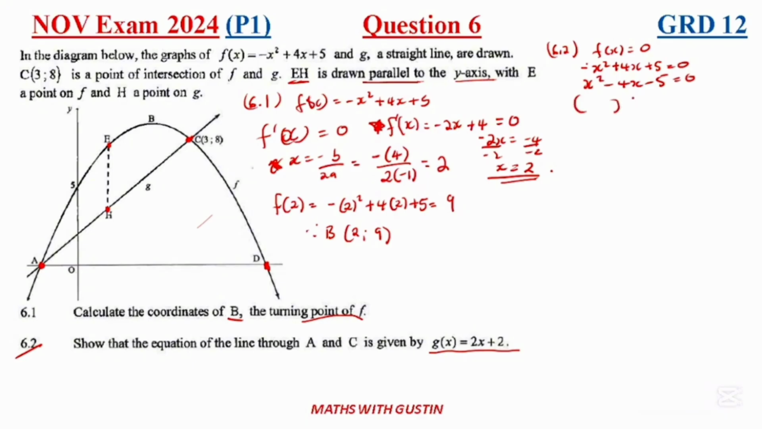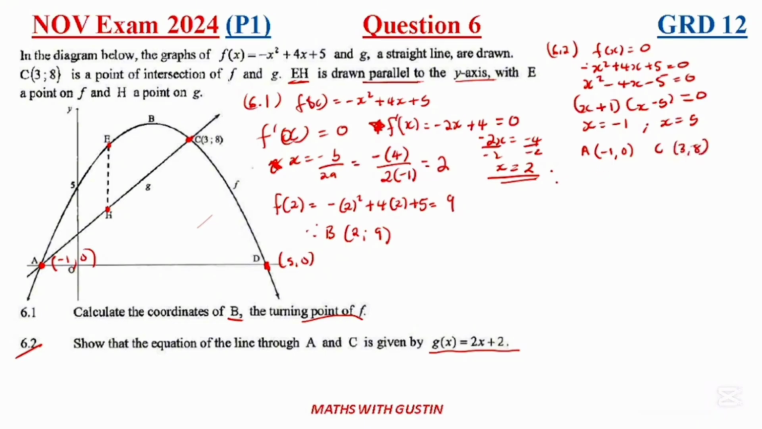Therefore you factorize, and for x, what are the two factors? We're going to have plus 1 and minus 5. Therefore x is equal to negative 1 or x is equal to 5. So it means 5 is going to be here at D, and then here we're going to have negative 1, 0. Okay, so now that you've got the coordinates of A, which is (negative 1; 0), you also have the coordinates of C, which is (3; 8).